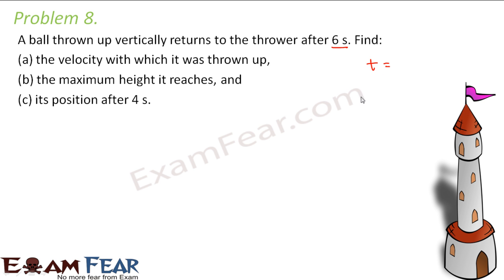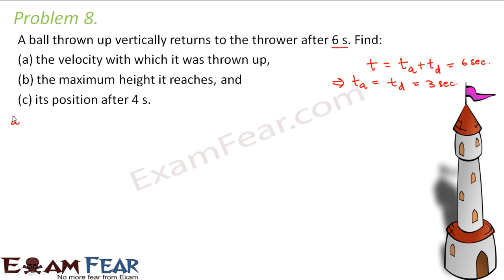What is that time? That is the total time that the ball takes to go up and to come down. That means time of ascent plus time of descent is given as 6 seconds. So this implies the time of ascent and time of descent each is equal to 3 seconds, right? Because time of ascent is equal to time of descent.